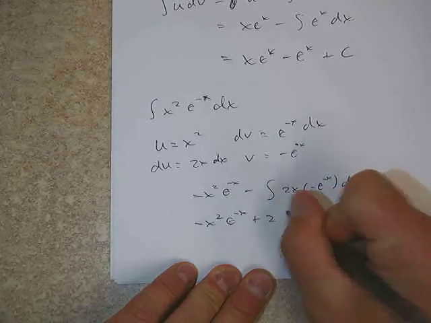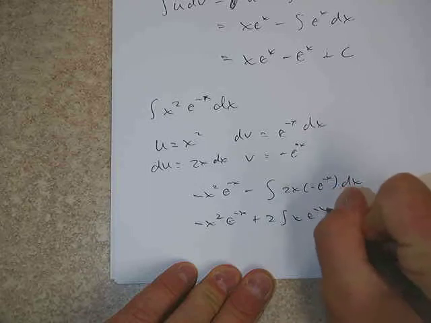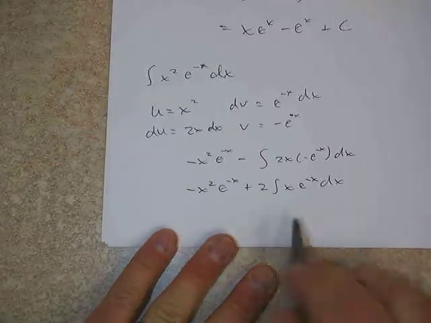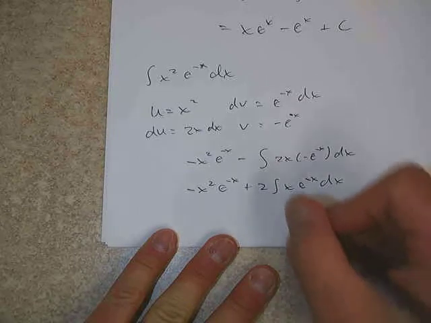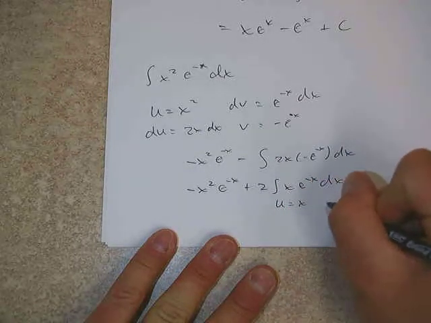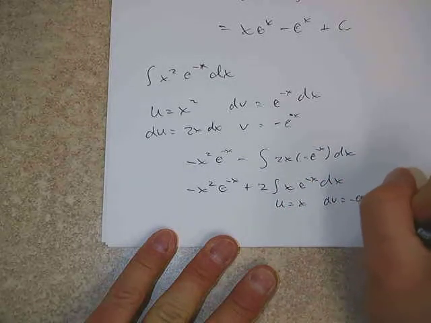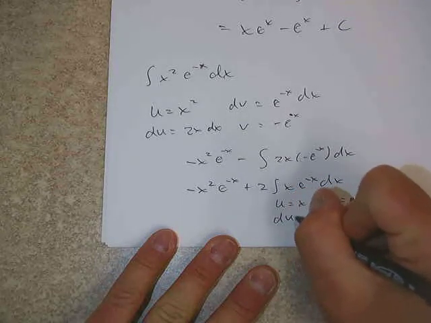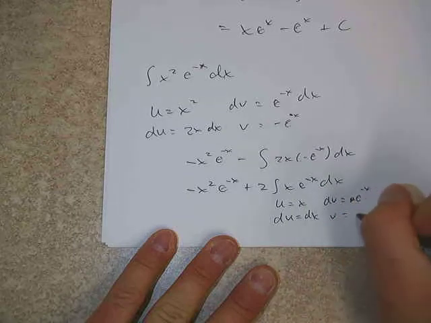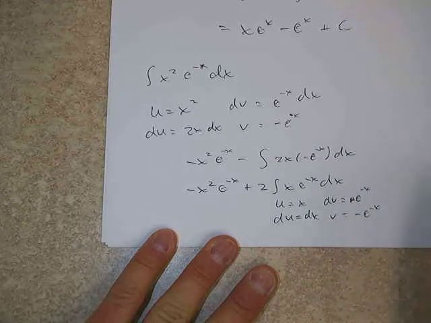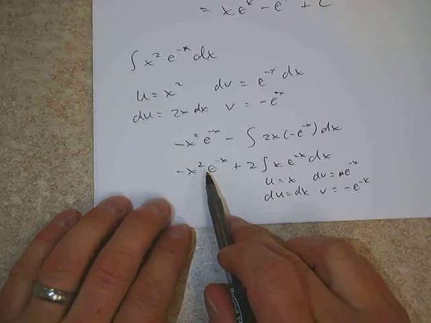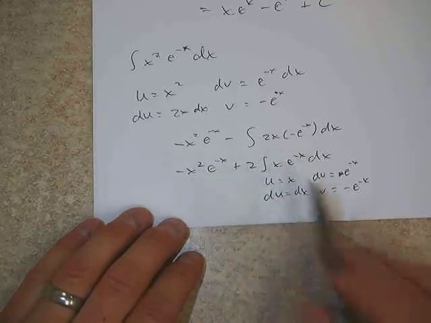So let's simplify first. We have negative x squared e to the negative x, and we'll take out our minus here. We'll also take out our 2, so we'll go plus 2, and then we'll have x e to the negative x dx. Right? So bottom line is we're almost home free. We just need to do the same process over again. For this one, we would identify our u and our dv again: u is x, dv is e to the negative x dx. du would be just dx, and v would be negative e to the negative x.